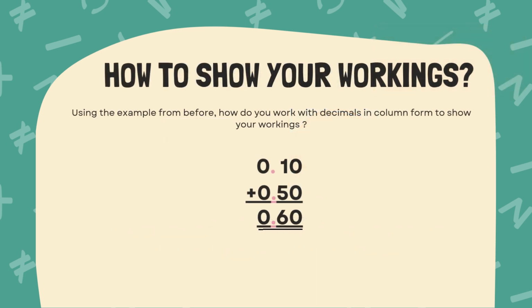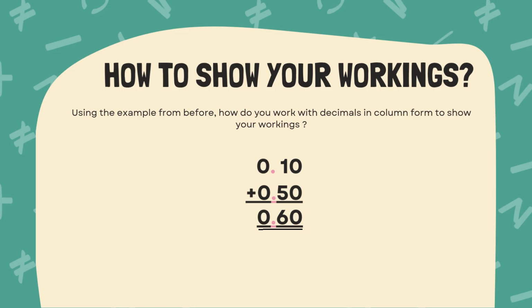In some math questions in your workbook or worksheets, they might ask you to show your workings by using column form. Right now, I'm going to teach you how to use column form to show your workings. Using the example from before, we already know how to convert cents into dollars. Since 10 cents equals $0.10 and 50 cents equals $0.50, we write it out vertically, aligning the dots indicating the decimal numbers.